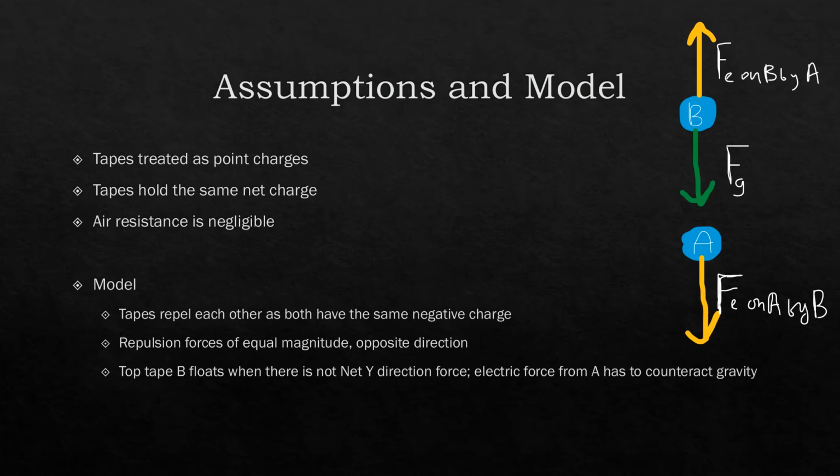In the physical model, as seen by the free body diagram, the tapes repel each other as they're both negatively charged. Further, the repulsion forces are of equal magnitudes but opposite direction. And then because the top tape B floats when there is no net Y force, that means that the electric force from the bottom tape A has to counteract gravity.